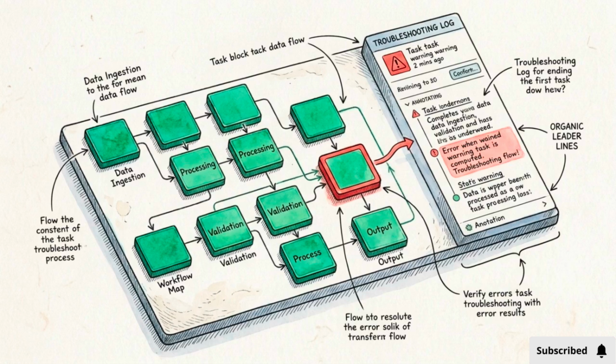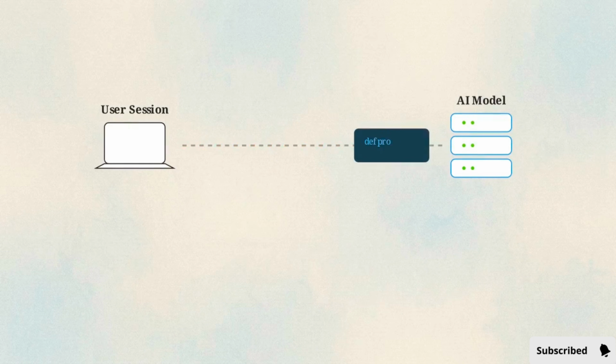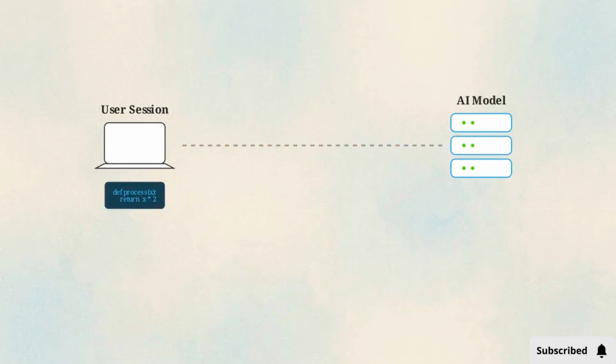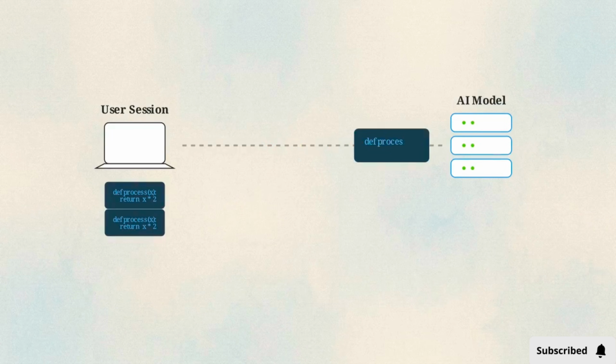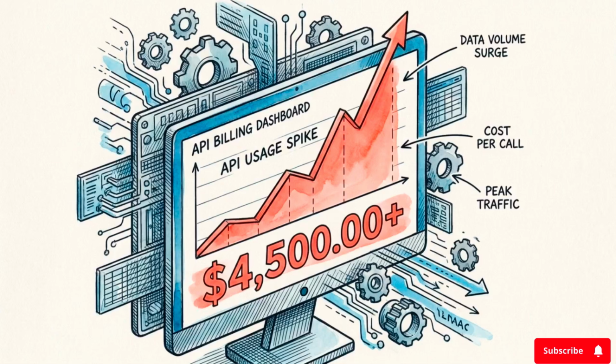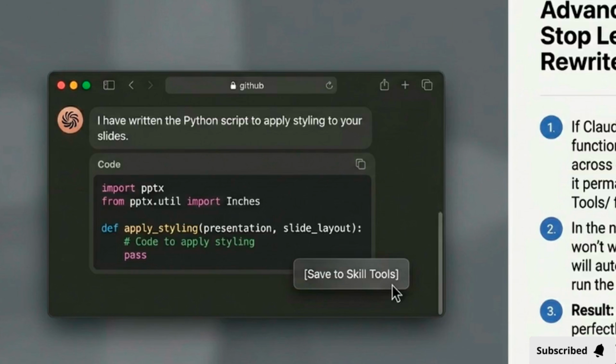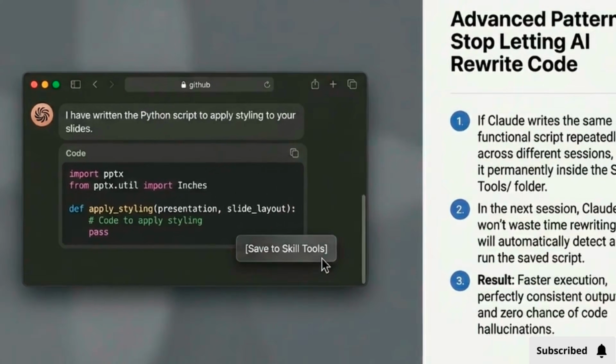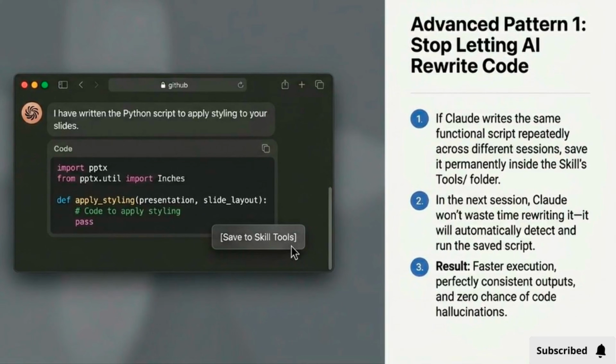As your system scales, you will notice the AI frequently rewriting the exact same functional code across different sessions. That wastes time, and it burns through expensive processing tokens. This is our first advanced pattern. When Claude writes a useful script, click the Save to Skill Tools button shown on screen. This permanently embeds the script into your folder. Next time, Claude won't rewrite it. It just runs the saved file.